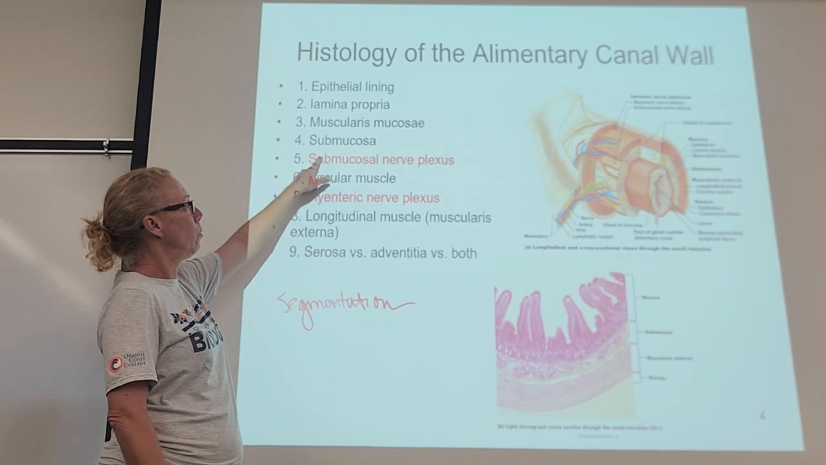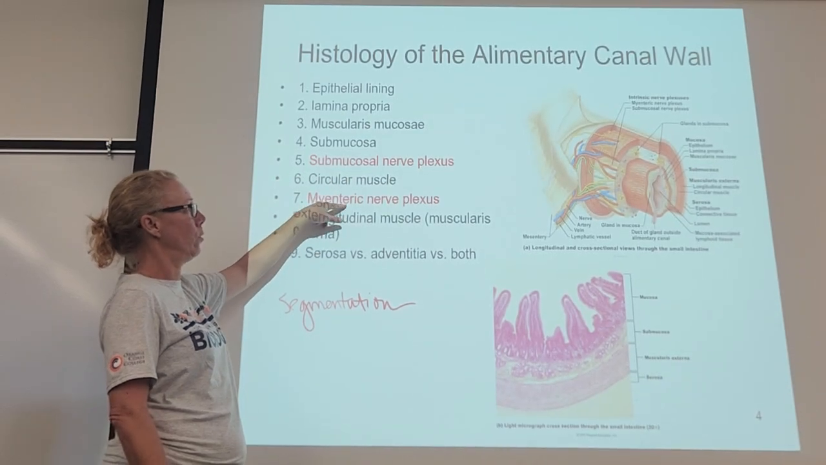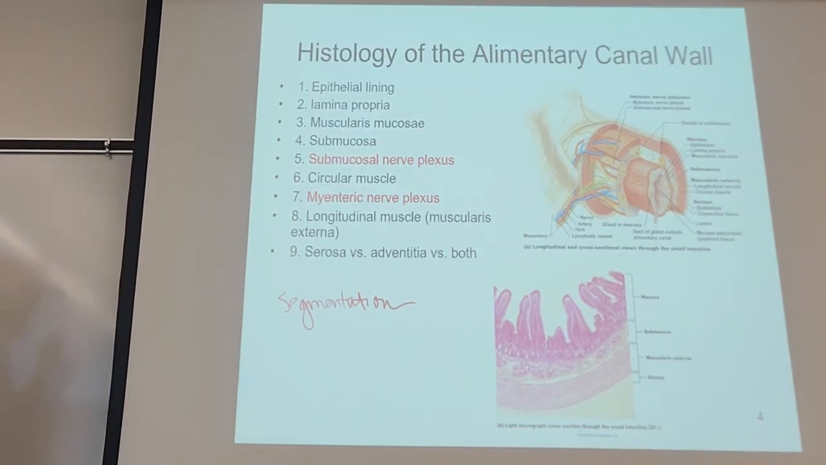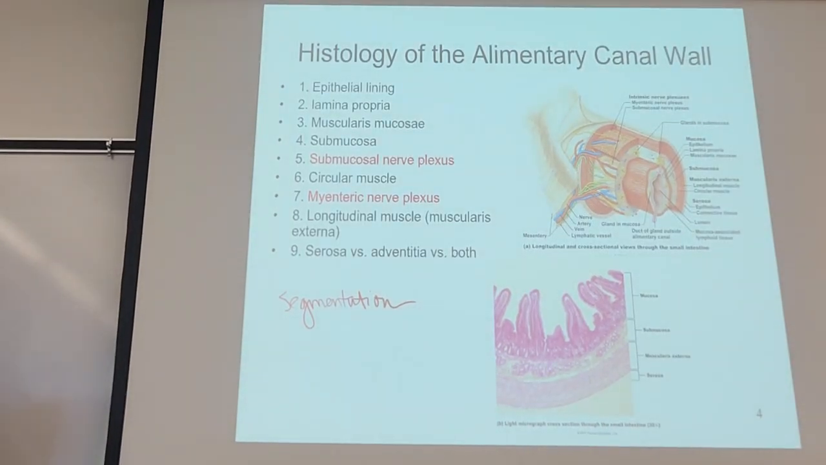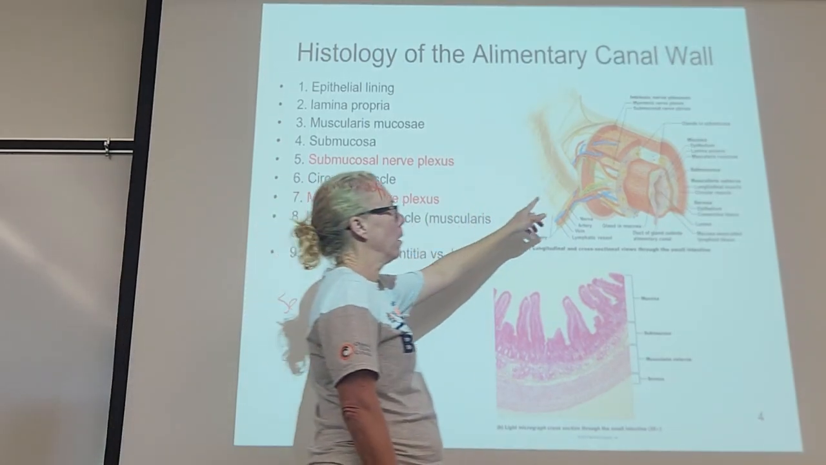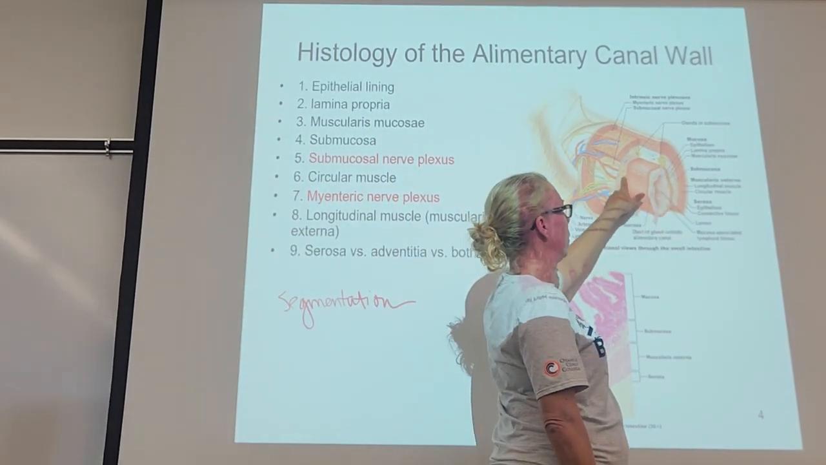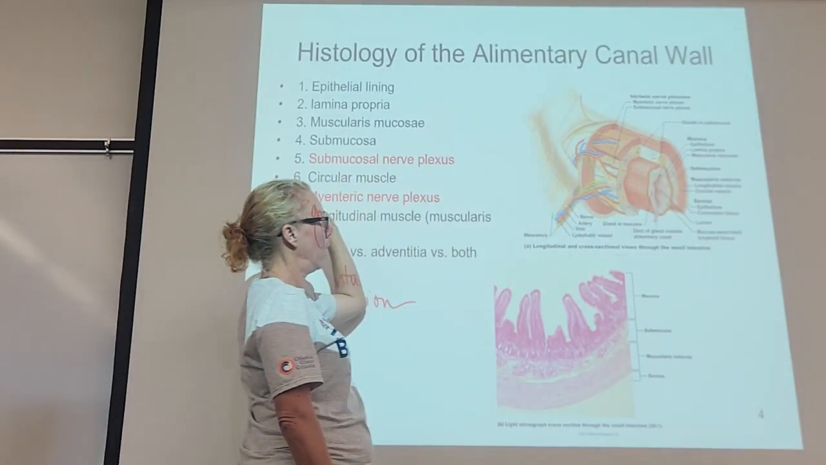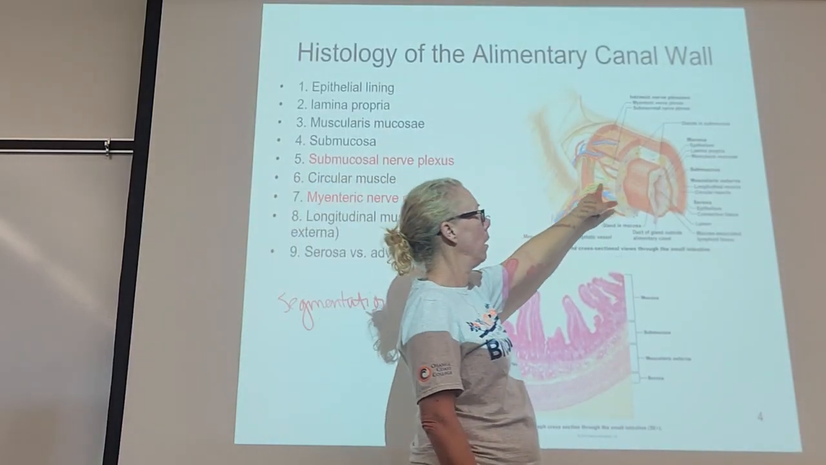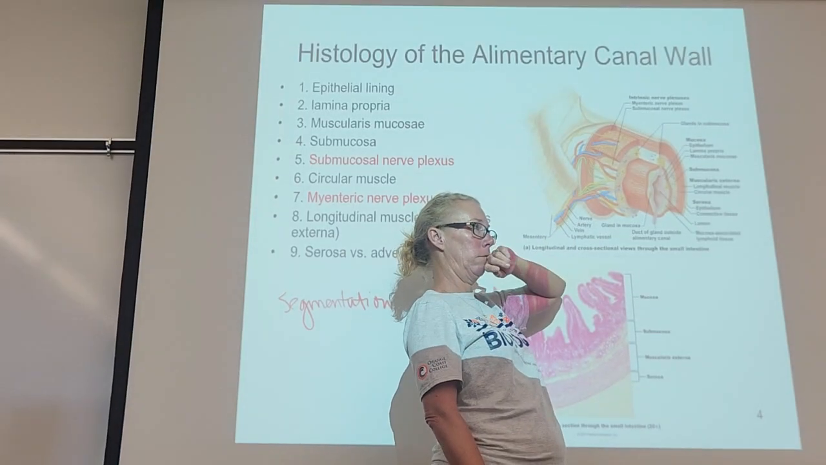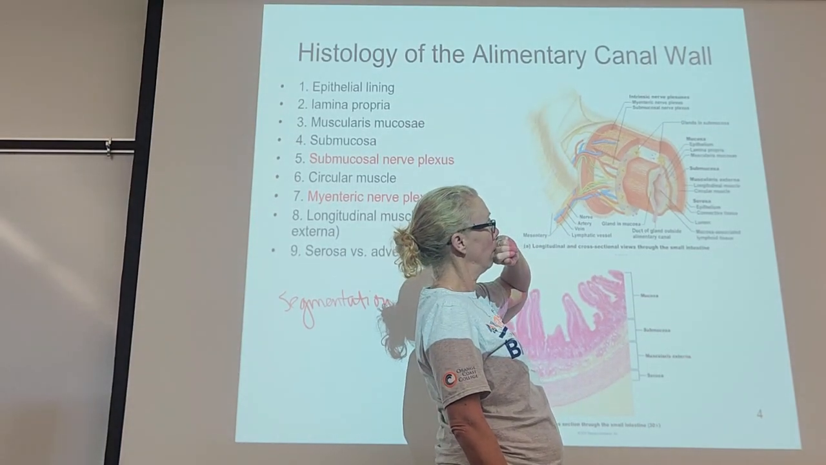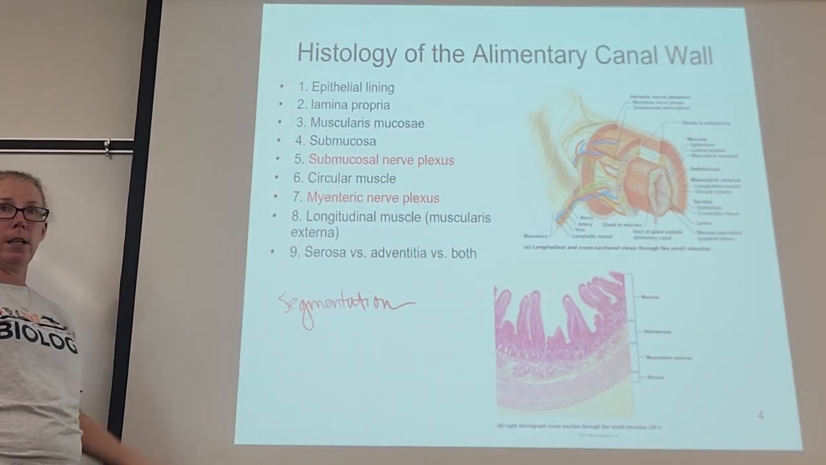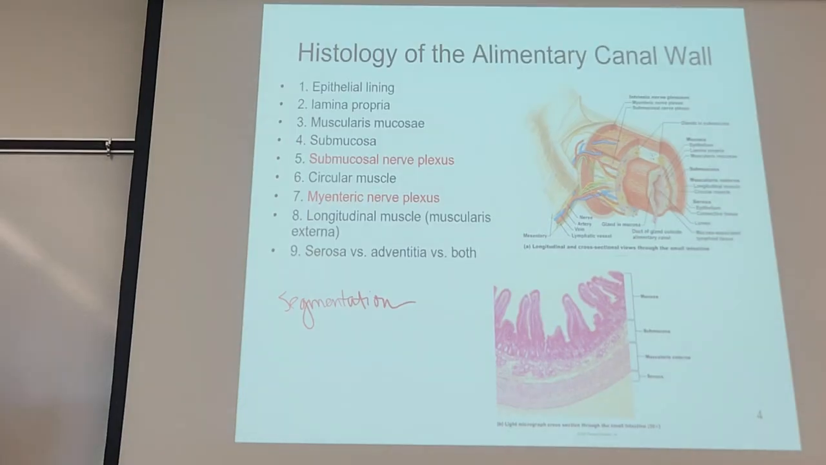In between the circular and longitudinal layers, we have two nerve plexuses, and this is unique to the digestive system. Just looking at the submucosal layer and noticing glands and blood vessels, if that nerve plexus was stimulated, what do you think would happen? Secretion. Right, you would get glandular secretion, most likely of digestive enzymes, mucus, whatever else.